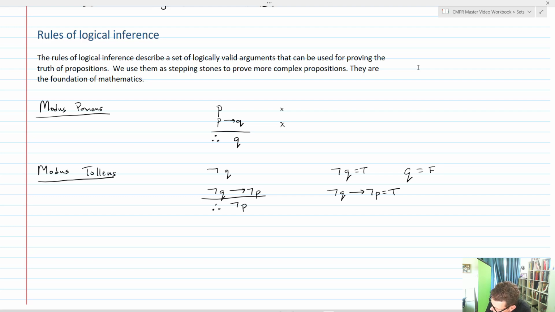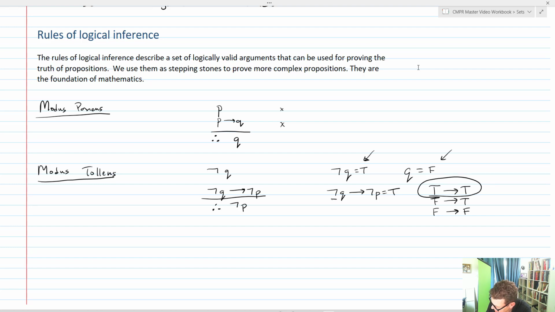Then not Q implies not P is either going to be true implies true, false implies true, or false implies false. Well, we know that Q is false. That means not Q is true. That's the first thing that we have there. So this is the only one that's going to work.